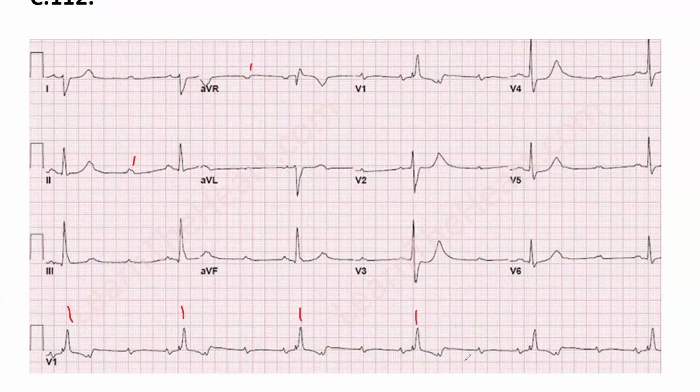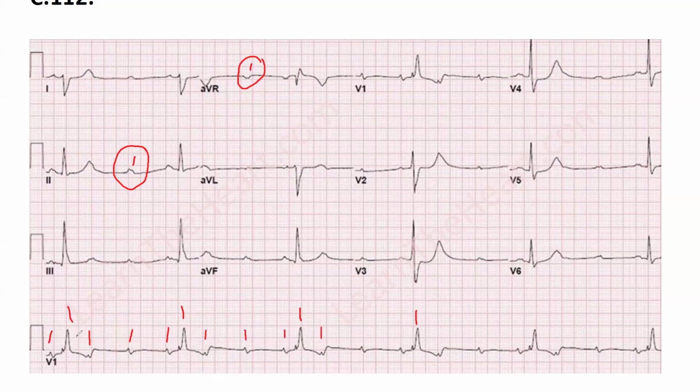Next one. Do we have P wave? Yes, we do. Positive in lead number 2, negative in AVR. So this P could be originated from the SA node. Good. Next one. Is this P connected to the QRS? Is every P followed by a QRS? No.